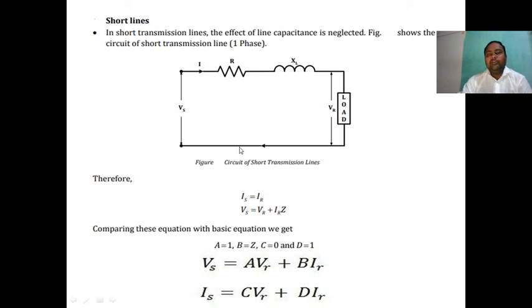So in this way we can find the ABCD constants in a short line. Already in this session we discussed what the ABCD parameters are. So the ABCD constants of a short line are very important.